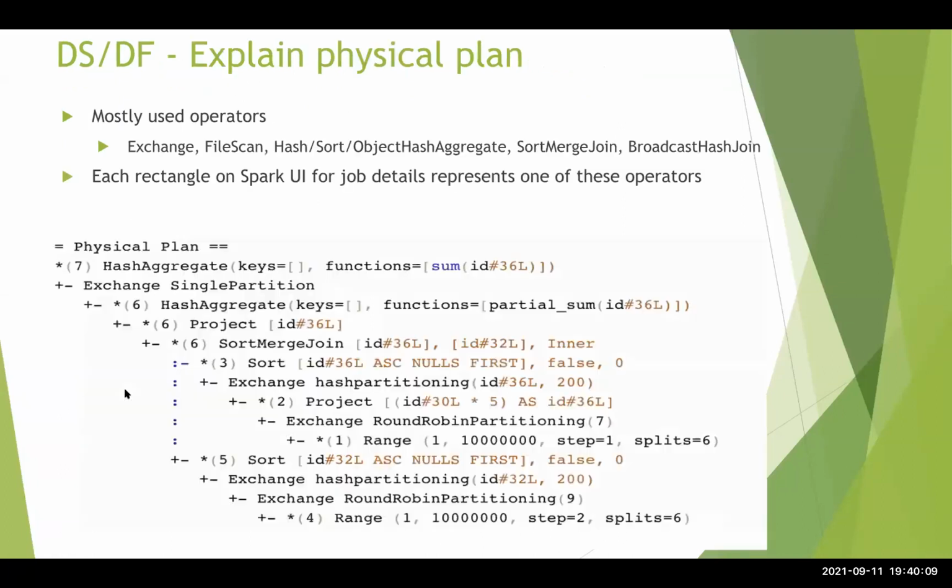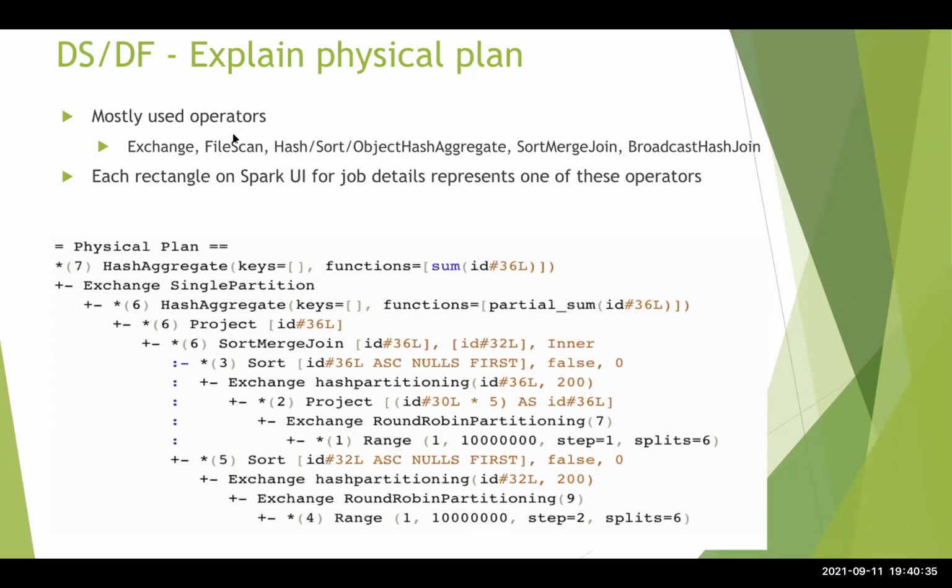Now we'll focus ourselves on the physical plan, and we'll go over the mostly used operators. When we go to the Spark UI, some of the operators I might cover there as well, but for timing, let's focus on what we have. So the mostly used operators are exchange. You are seeing this exchange. Exchange means shuffle. So you're seeing this exchange a lot.